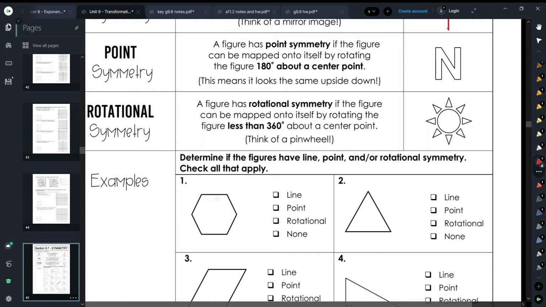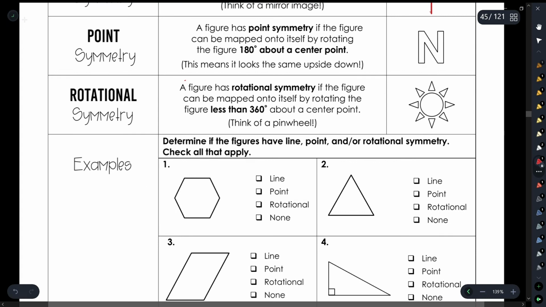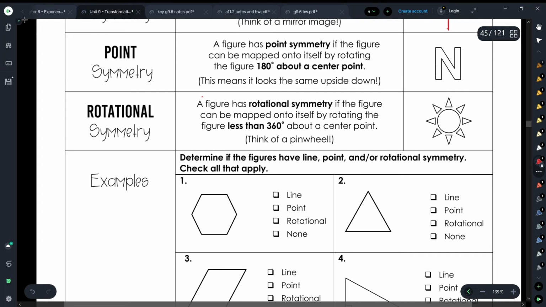Next, rotational symmetry. A figure has rotational symmetry if the figure can be mapped onto itself by rotating the figure less than 360 degrees around a center point. What that basically says is, I'm turning my figure around, and if it looks the same at some point before a 360 degree rotation, then it has rotational symmetry.